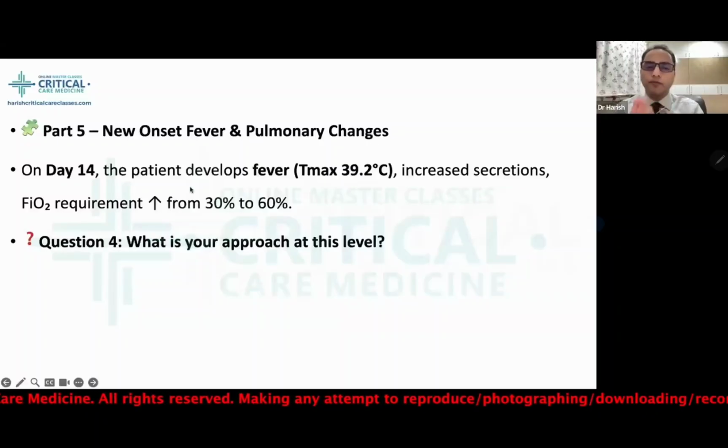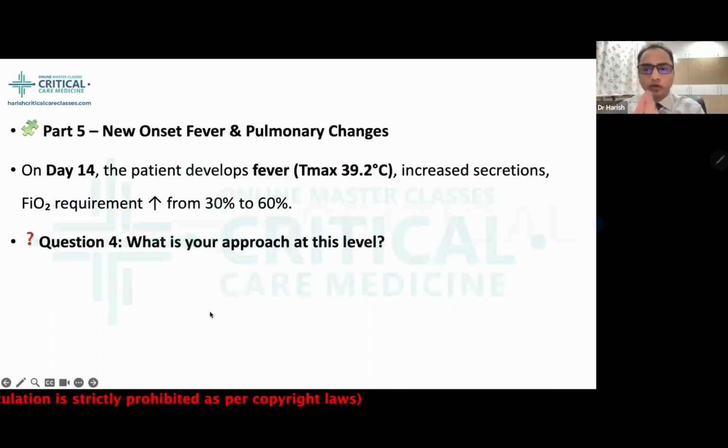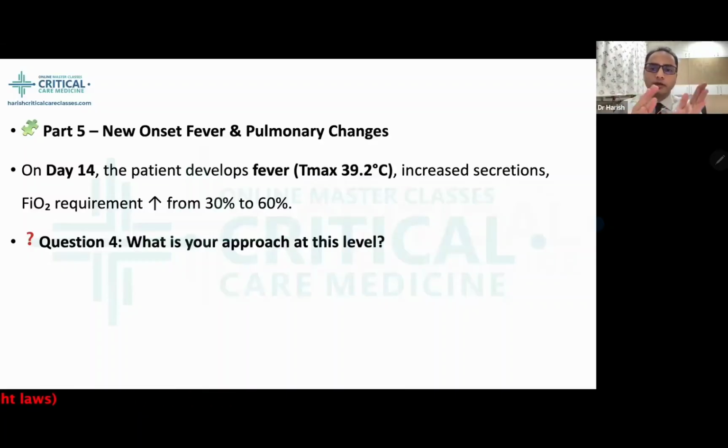So next, on day 14, our patient started developing fever. His temperature is 39.2 degrees Celsius, with increased secretions and FiO2 requirement, from 30% to 60%. What is your approach at this level? Remember, these kinds of questions are very, very common. You started with GB syndrome, and after many discussions in and around GB syndrome, your viva may go into other complications in ICU. So this is what is happening in our patient: fever, increased secretions, and increased FiO2 requirement on the ventilator.